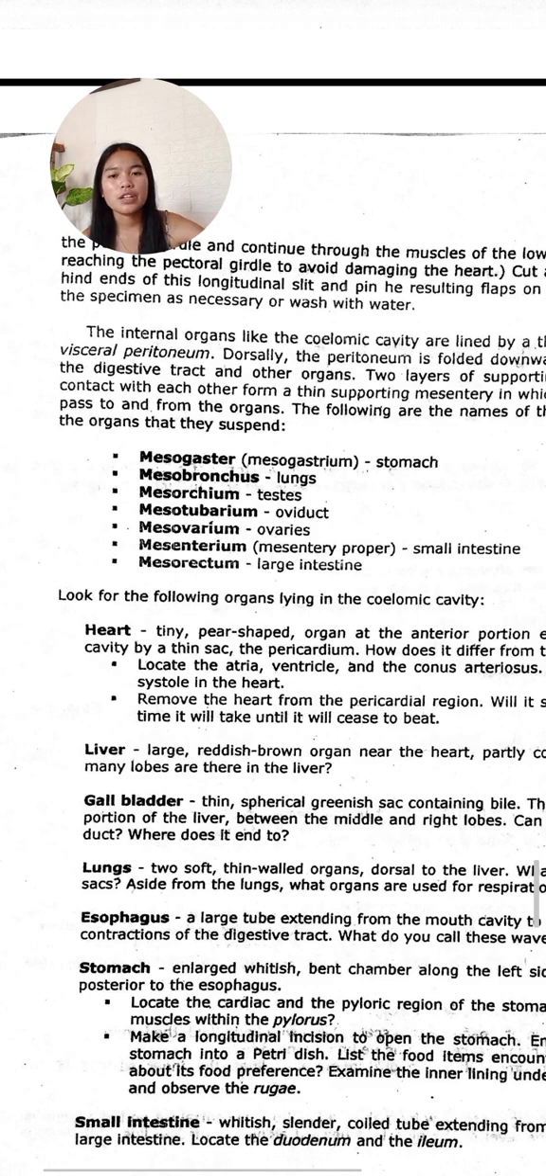Next is liver. So liver is a large reddish-brown organ near the heart. So next is gallbladder. So gallbladder is thin spherical greenish sac containing bile. So gallbladder is a small pear-shaped organ in your upper right abdomen. So your gallbladder stores and releases bile to help your digestive system break down fats.